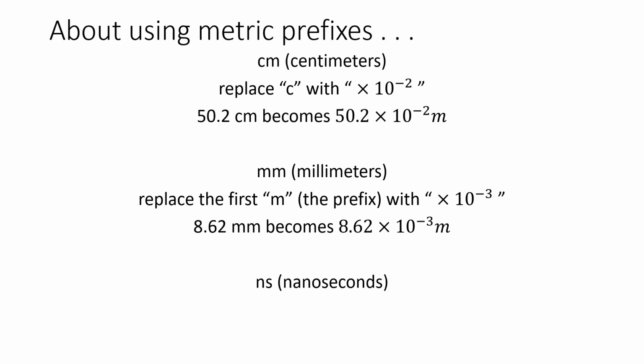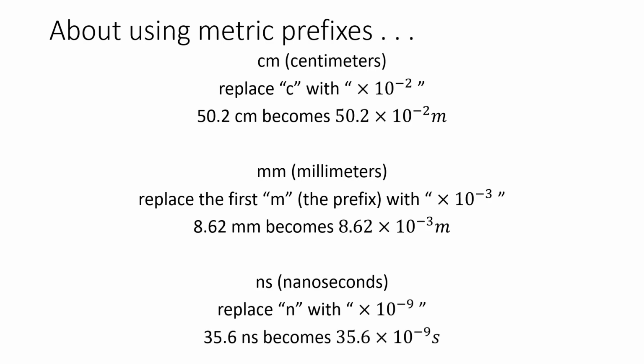Another one that may show up from time to time is nano. That's the lowercase n, and it's in front of an s here, which would stand for seconds. So nanoseconds, you replace the lowercase n with times 10 to the minus 9th. Some number in nanoseconds, 35.6 nanoseconds, becomes 35.6 times 10 to the minus 9th. And so that's how those things work.